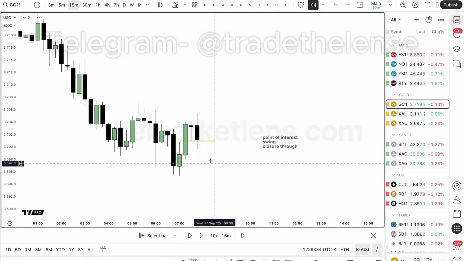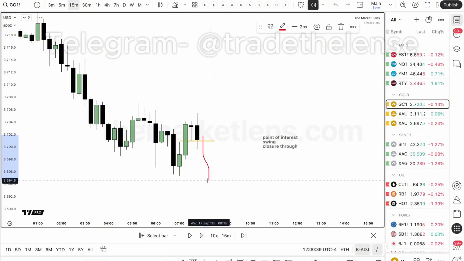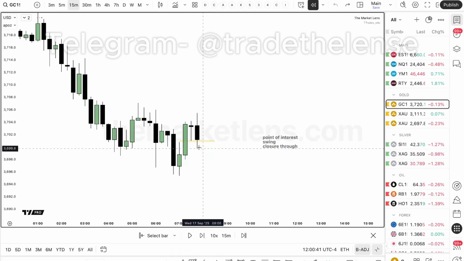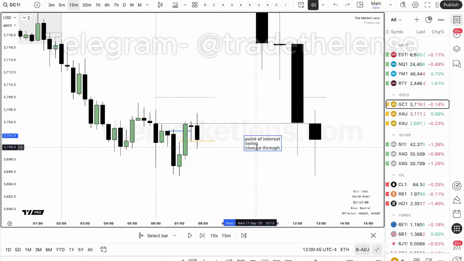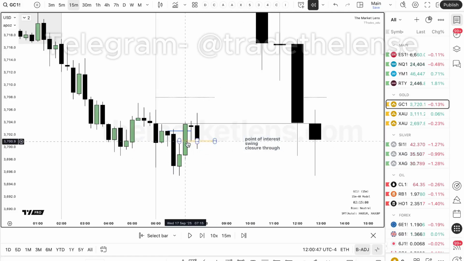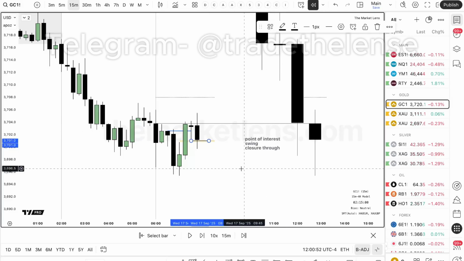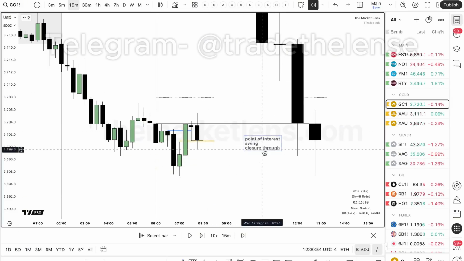What do I mean with it's nothing? It's nothing right now, right? Because what could price do? It could just go down here, right? This is not protected, right? Because we need all 3 of these to become protected. Point of interest, does it form a swing? Sure, it forms a swing, right? Is that going to be enough? I don't know. I need to wait for what? The last step, closure through.